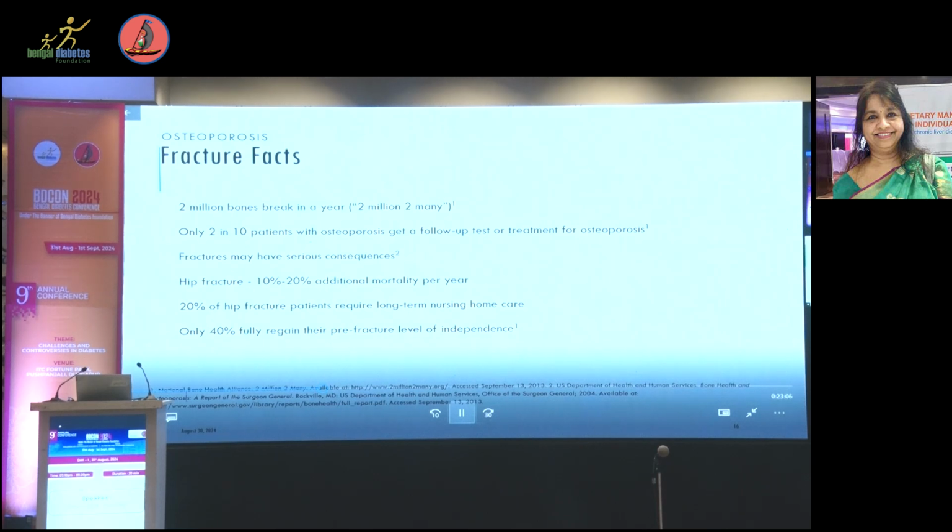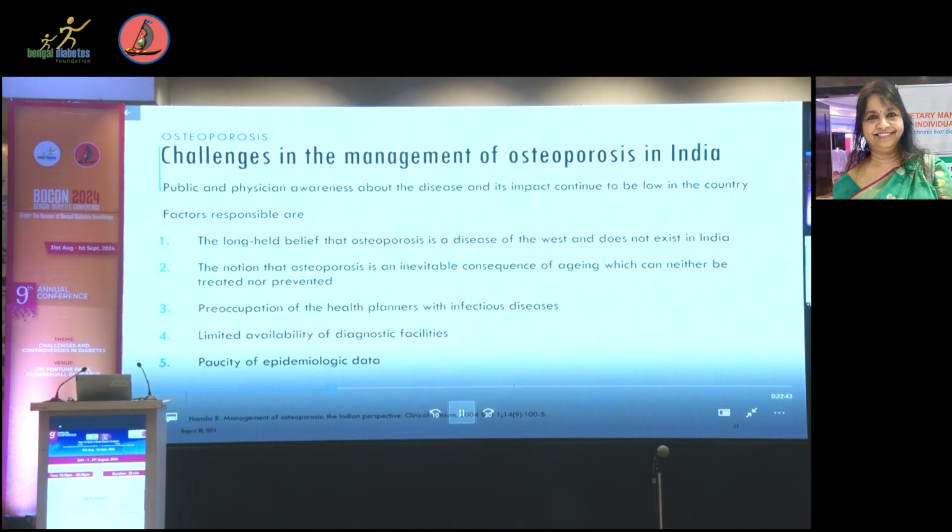And hip fracture, 10 to 20% additional mortality per year, and 20% of the fracture patients require long-term nursing home care. And all you can look at is, they need assistance even for their daily activities. And only 40% or so fully regain their pre-fracture level of independence.